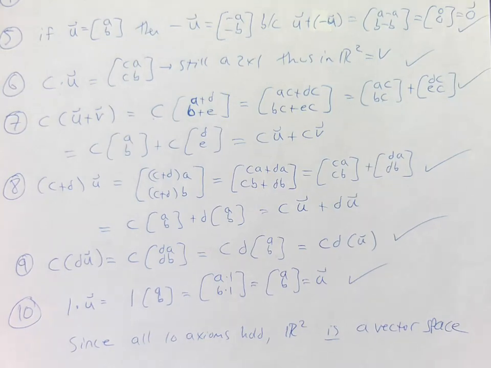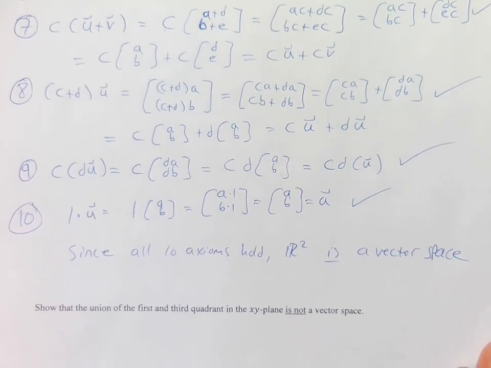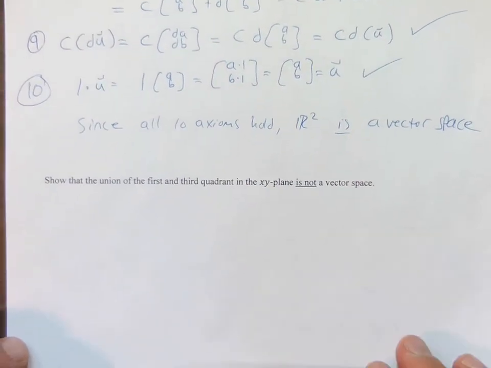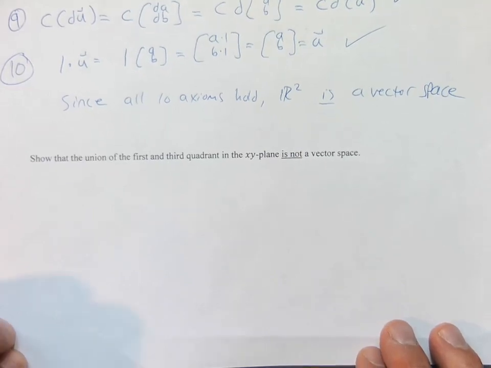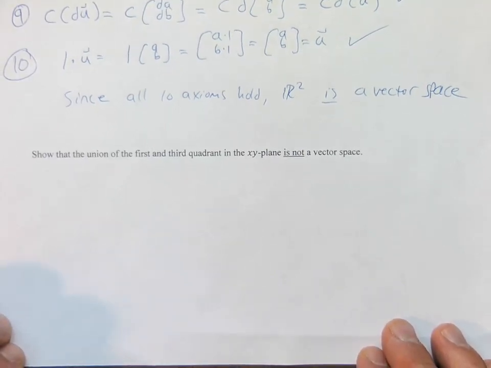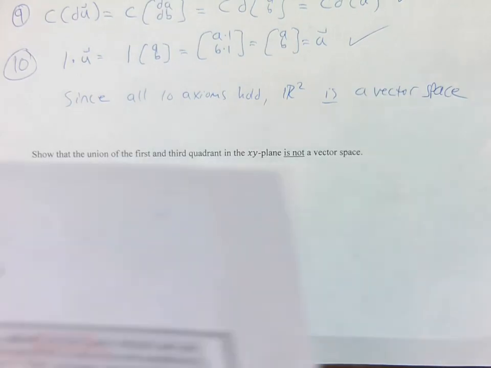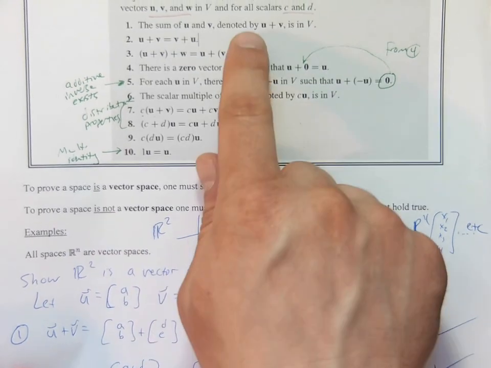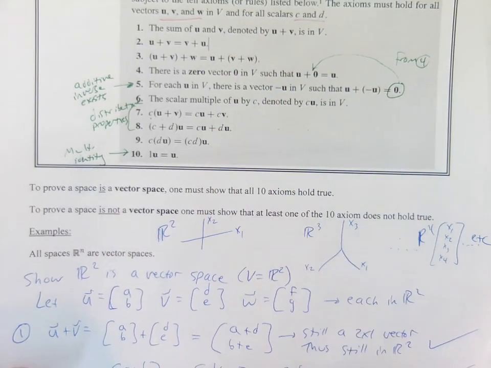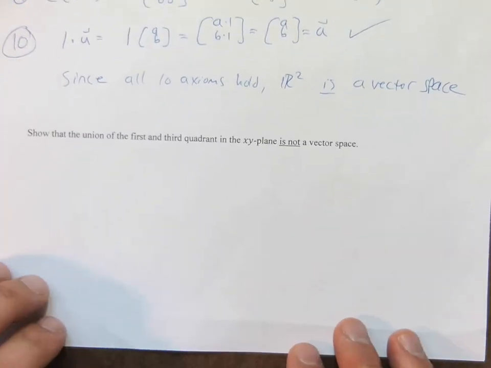Before we do that, I wanted to show an example of something that fails. And so the next problem on this page is asking to show that the union of the first and the third quadrant is not a vector space. And so if you want to show something's not a vector space, like it says on the first page, all you need to do is just show that one of the 10 things here doesn't hold. And so let's take a look at this one.